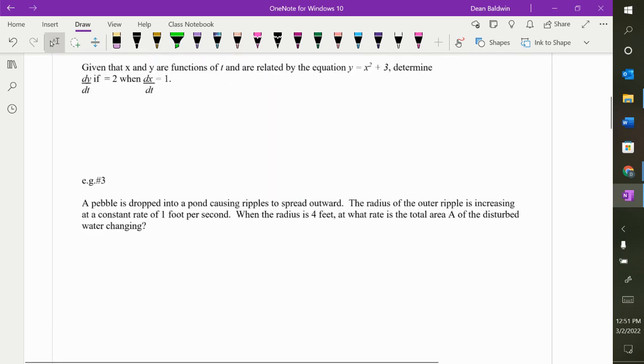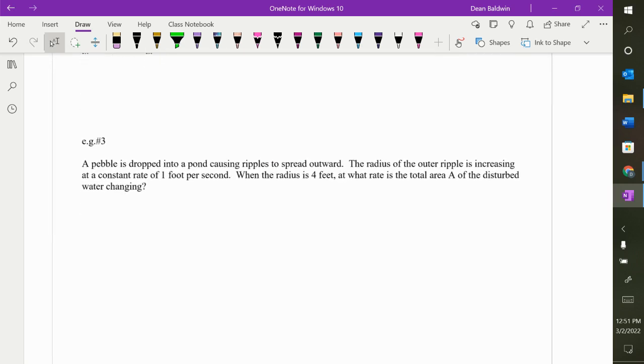Let's go to 3. That second question is kind of weird. We drop a pebble into a pond, causing ripples to spread out. The radius of the outer ripple is increasing at a constant rate of 1 foot per second. I stole this from an American book. That's why we're in feet per second. When the radius is 4 feet, at what rate is the total area of the disturbed water changing? Okay. It's a circle, right? You drop a pebble into a pond, you get a circle, correct? Okay. I want to know how the area is changing.